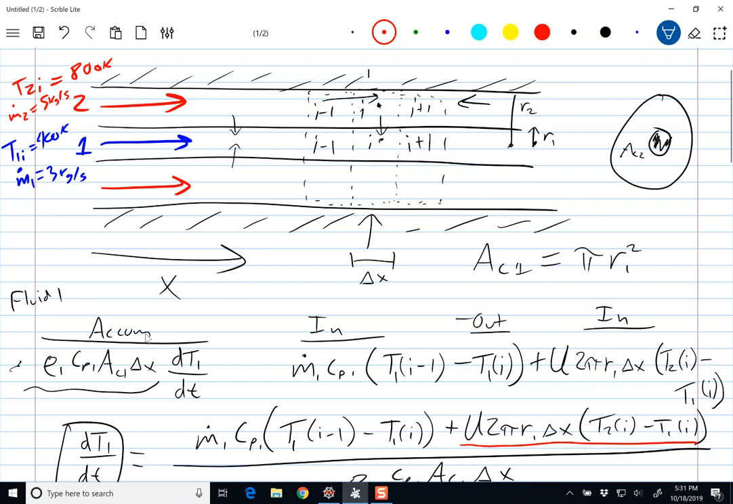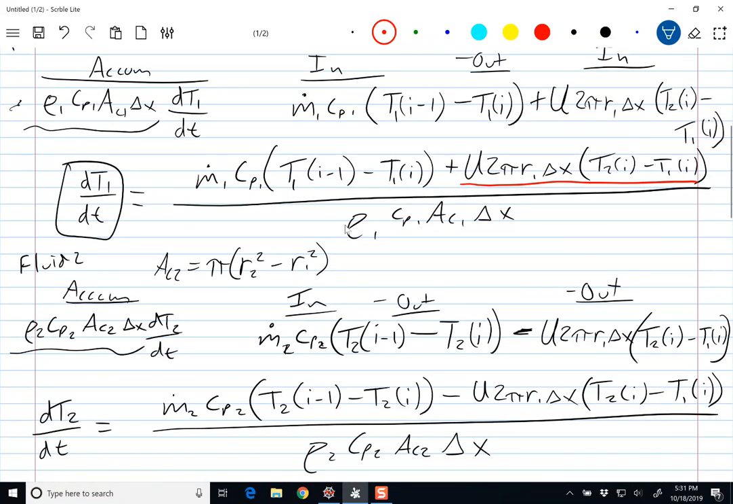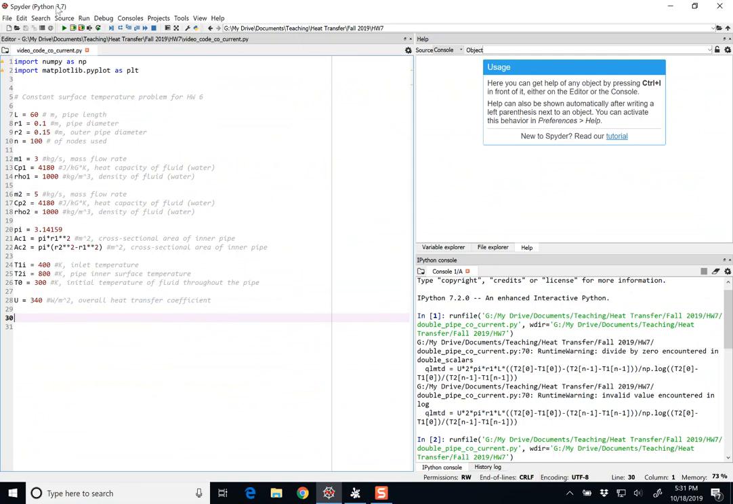So in the previous video, we went through and derived these equations. Now it's just a matter of coding these in Python. So I've got Python pulled up. I'm using this Spyder IDE as the interface. I've already pre-populated some of this. We're going to consider a pipe length of 60 meters. The inner tube radius is 0.1, and the outer tube radius is 0.15 meters. We're going to divide our system up into 100 equally spaced nodes and go from there.